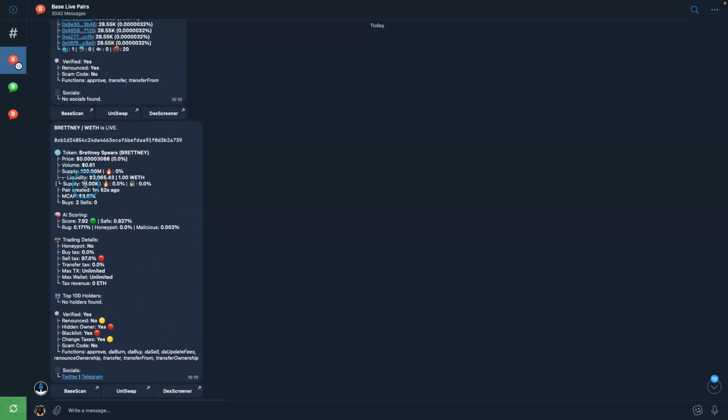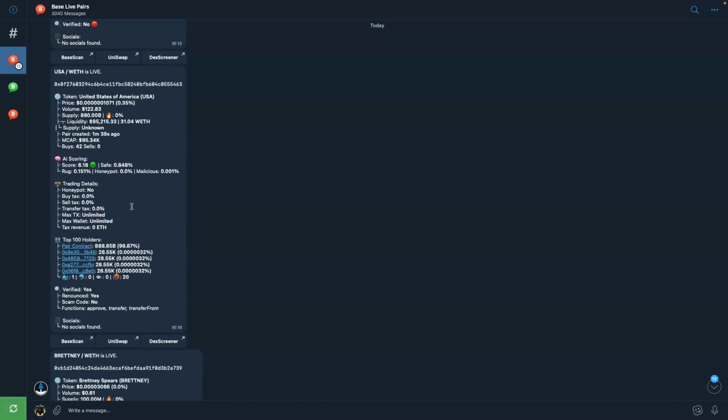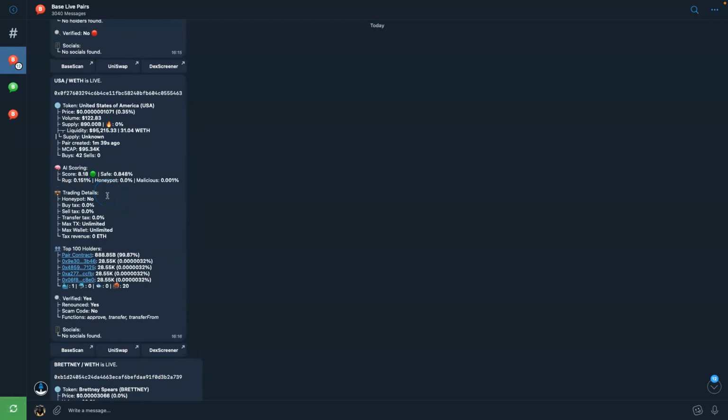Okay. No, I'm not looking at that one. This one here. What do we have? USA. I don't like this one. Okay, so as I'm looking, I don't like this one because the holders have got a very small amount of tokens. It's got like 20 shrimps.